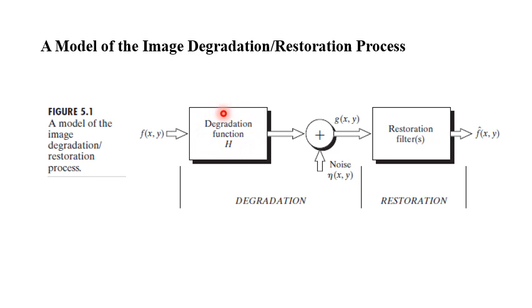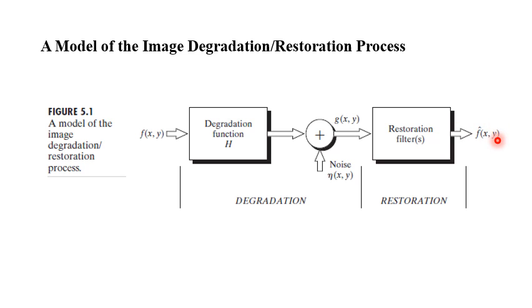The degradation process is modeled as a degradation function h, which operates on the input image f of x comma y to produce the degraded image g of x comma y. Given g of x comma y, and if you have knowledge about the degradation function h and maybe some knowledge about the additive noise eta of x comma y, then we can design the restoration filter.